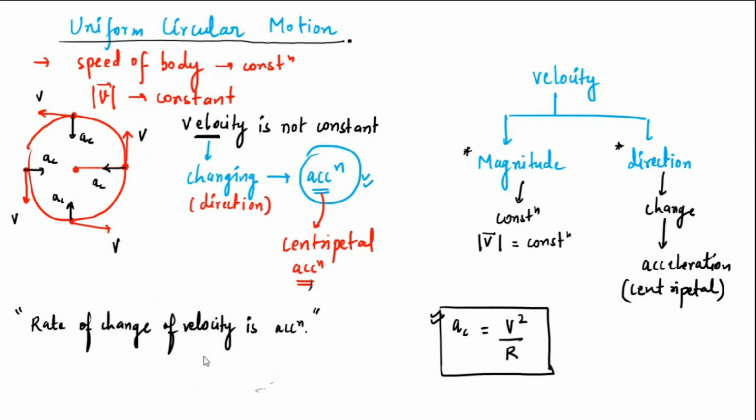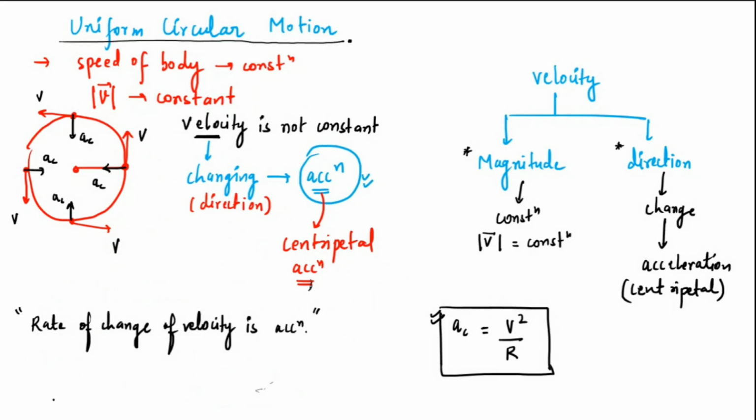Is it centripetal? Yeah, it is going to be centripetal only. Because the changing direction of velocity will always be there. Right. Till the time it is going on in circular motion, there must be changing direction of velocity. And if there is changing direction of velocity, there must be centripetal acceleration. And that centripetal acceleration is always equal to v square by r.